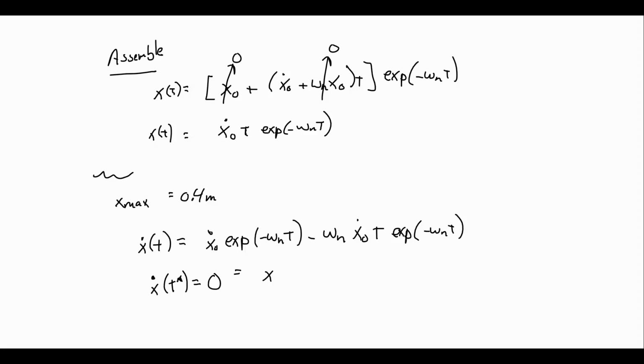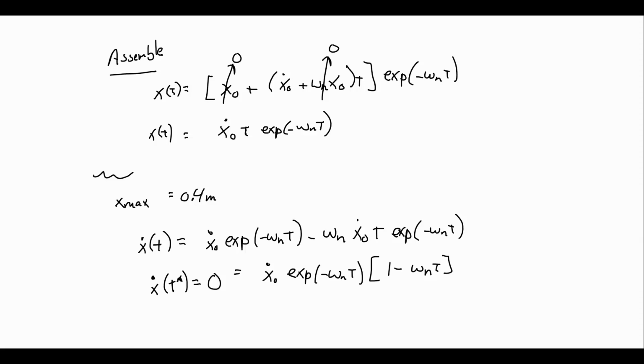I'll take the above expression, I want to simplify it a little bit. I can factor out an x naught dot, and I can factor out this e to the negative omega n t from it. So I'll be left with a 1 minus, and I'm left here with an omega n times t. All right, so I can simplify this. So I have a 0 on the left-hand side. I have an x naught dot on the right-hand side.